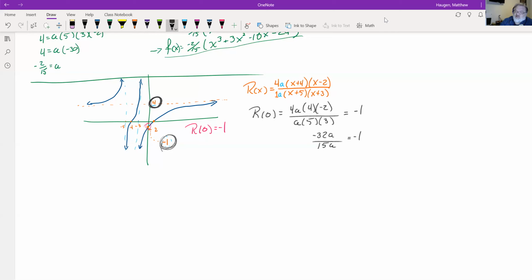Now, hopefully you're seeing a problem come up, right? Does this equal -1? Those A's are going to cancel, right? That's a problem. So we're going to end up with something like -32A equals -15A. And the only value that works for is when A is equal to 0. I told you that -1 was going to be a problem. So what does that tell us?